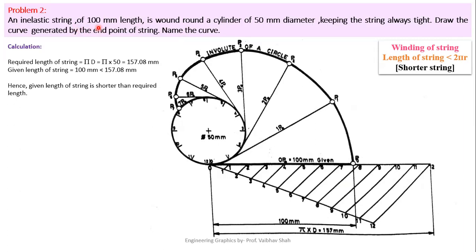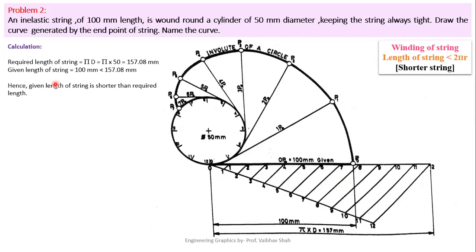Now let us start the example. Here the inelastic string length is given as 100 mm. So the given length of string is obviously 100 mm. Now we have the cylinder with a diameter of 50 mm and we are operating on the winding operation. So let us first define our assumptions. First, winding of the string. Second, the length of the string is less than your circumferential length, which is nothing but your 2 pi r or your pi d, and it is obviously a shorter string case. We are dealing with the shorter string case.